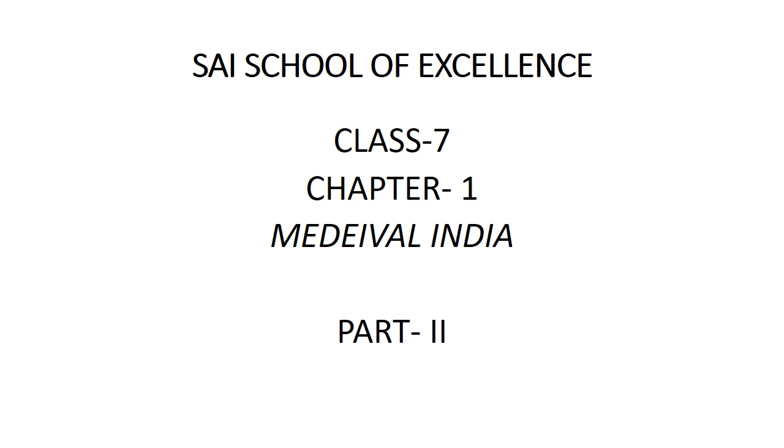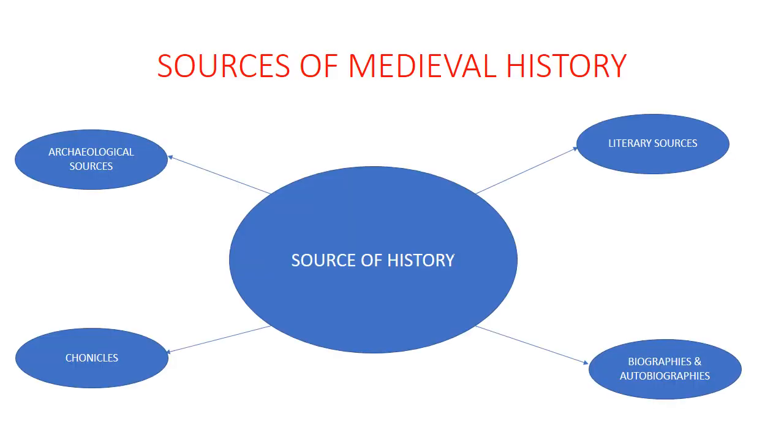Now in this video we will learn about the sources of medieval India. So let's learn. Sources of medieval history can be divided into four categories. Like first is archaeological source, second is literary source, third is chronicles, and fourth is biographies or autobiographies. From all these sources we get a lot of knowledge about medieval India.